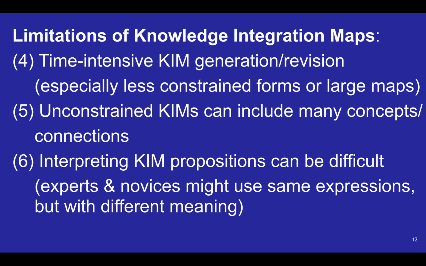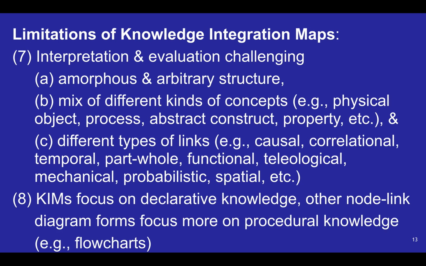Fourth, it's time intensive to generate and revise a KIM, especially if this is a less constrained form of a knowledge integration map or a larger map. The bigger they are, the harder they are to understand for some people. Related to that, fifth, unconstrained KIMs can include many concepts and connections. As a result, again, they can be difficult to generate and revise. Sixth, interpreting KIM propositions can be difficult. Again, these fourth, fifth, and sixth are all thematically similar. Experts and novices might use the same expressions, but with different meanings. As a result, because they're so unique, they can be created, used, and interpreted in multiple ways.